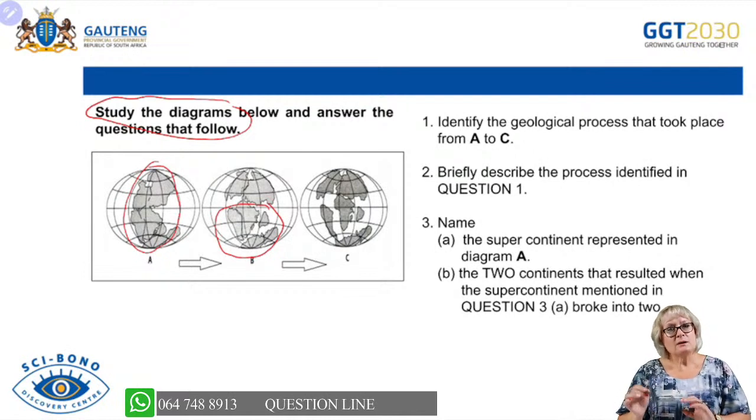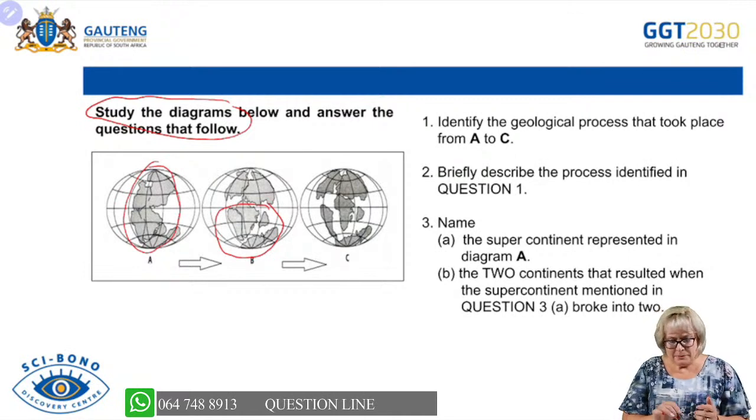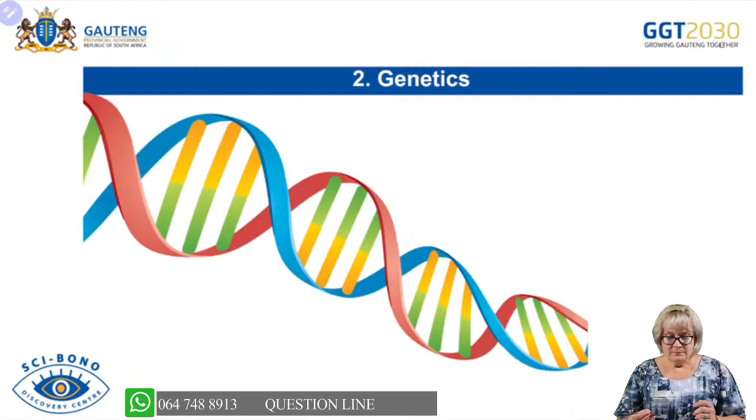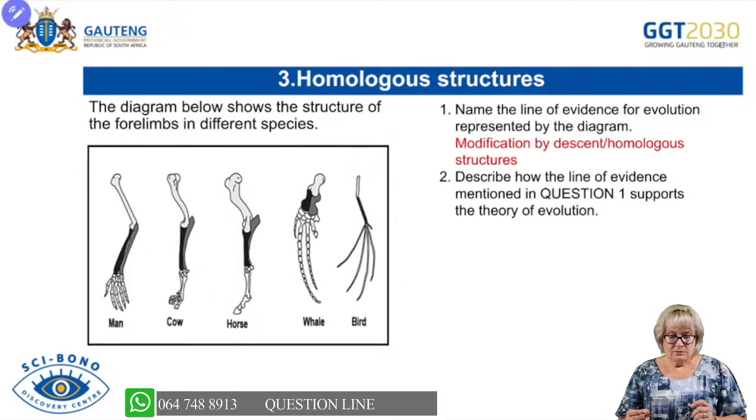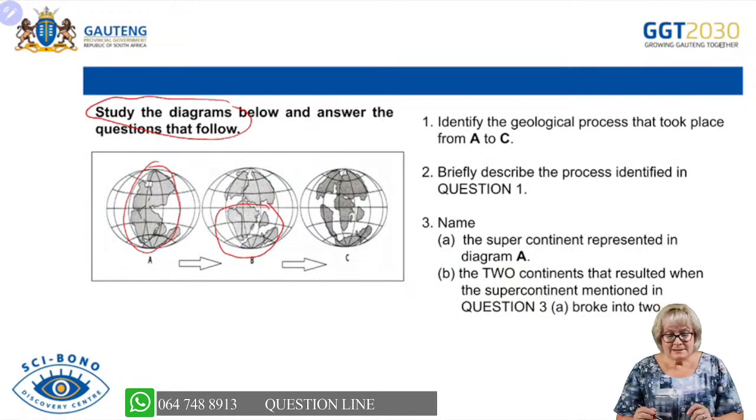Now you go to the questions. You first look at the diagram. You see, what can I observe? What do I see? And then you go to your questions. Now, question 1 is saying, identify the geological process that took place from A to C. So they're asking you, what's happening here? What do we call this? And this is what? Continental drift. Sorry, let me just go back. All right, so this is continental drift.